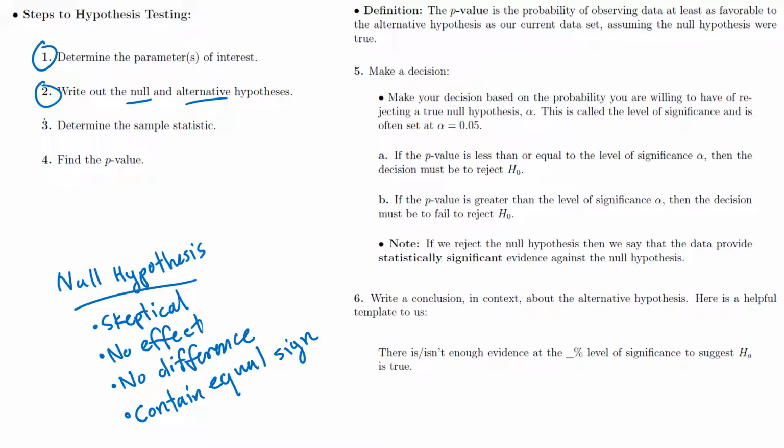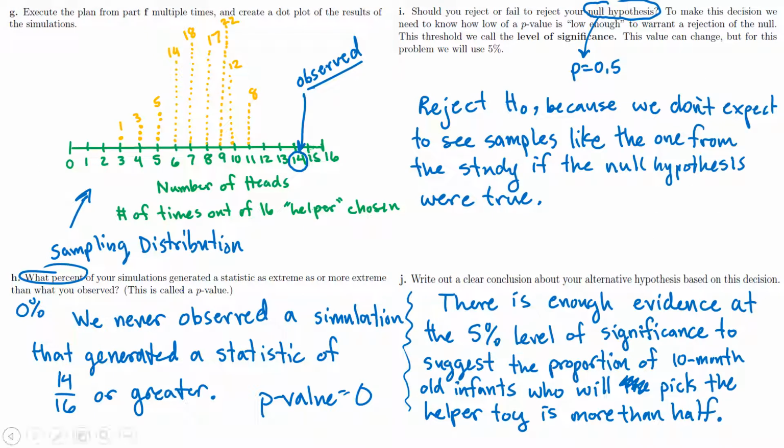We determined the sample statistic, right? So this was when we said, all right, 14 out of the 16 infants picked the helper toy. We found the p-value, right? The p-value, remember, for us was 0. So the p-value is the proportion of the time that you would expect to see samples as extreme as yours or more extreme. Okay, and again, what do I mean by as extreme or more extreme? As or more extreme than our sample, based on the null hypothesis.